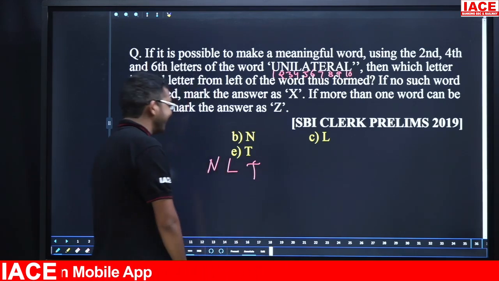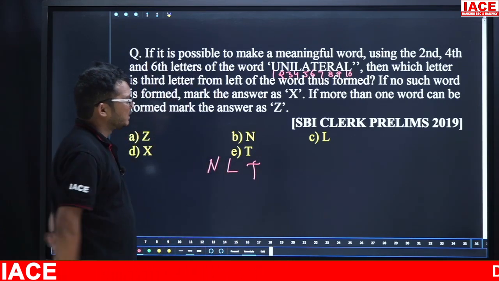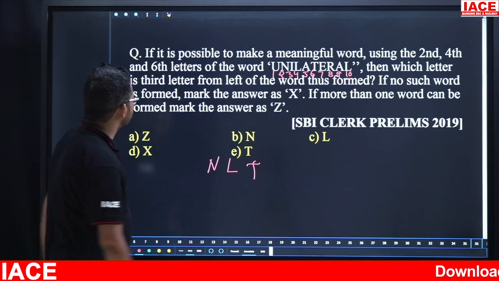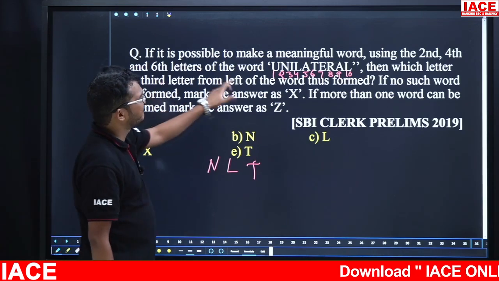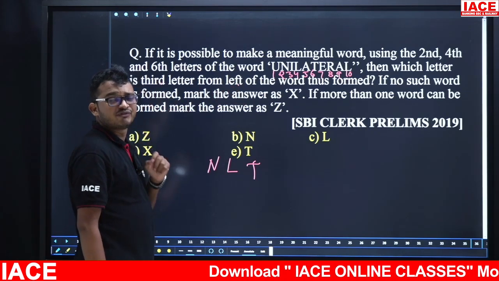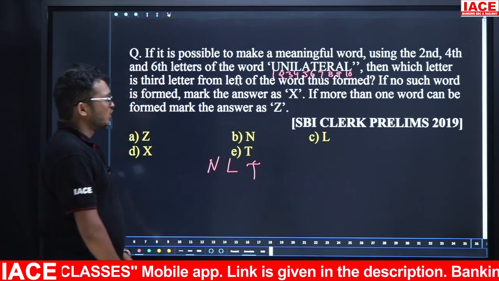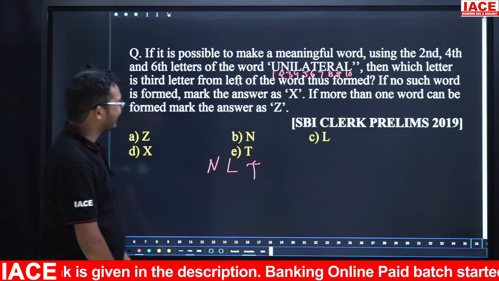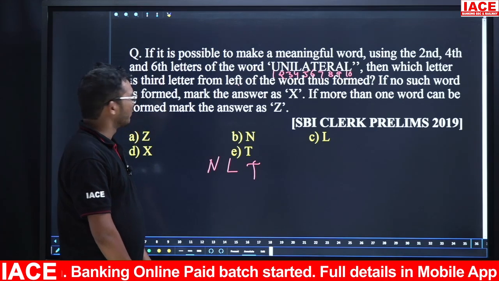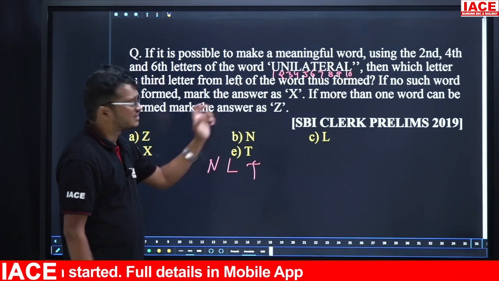So by using N, L and T, if you are able to frame a meaningful word, then which letter is the third letter from the left-hand side of the word so formed? If you can frame a meaningful word, the third letter from the left is the answer. If no such word can be formed, then mark X as your answer. If more than one word can be formed, then mark the answer as Z.